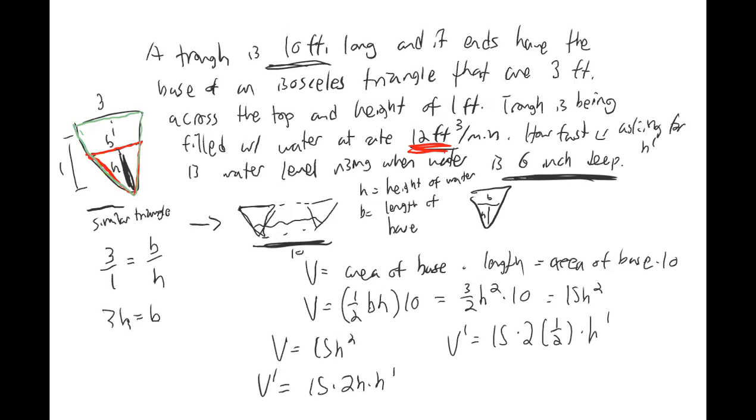And we know what V prime is, right? V prime is 12. So what is that? 15H prime. What's 12 over 15? 4 over 5? Yeah. Everyone clear on this?